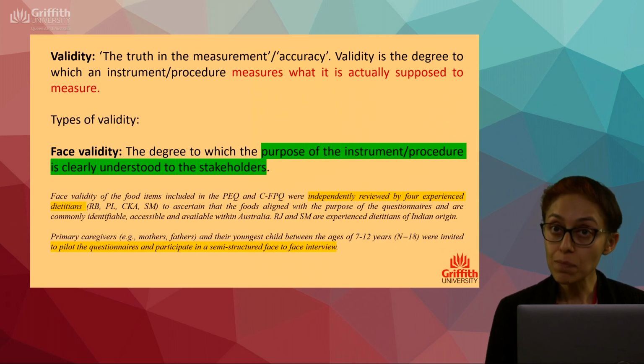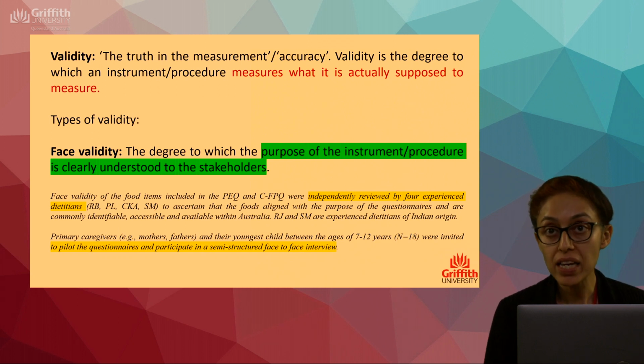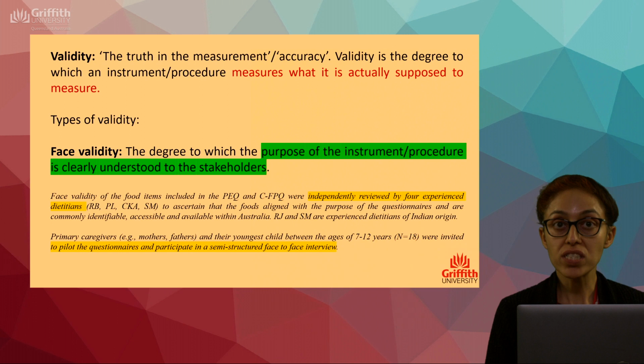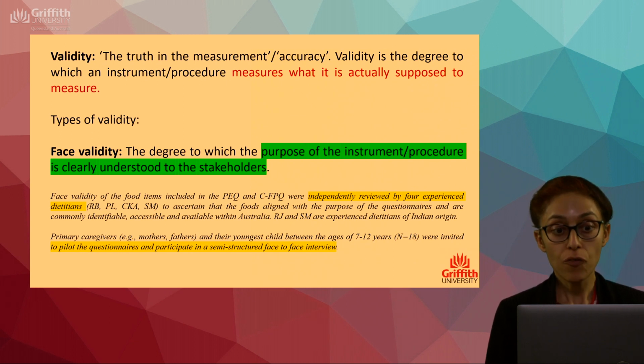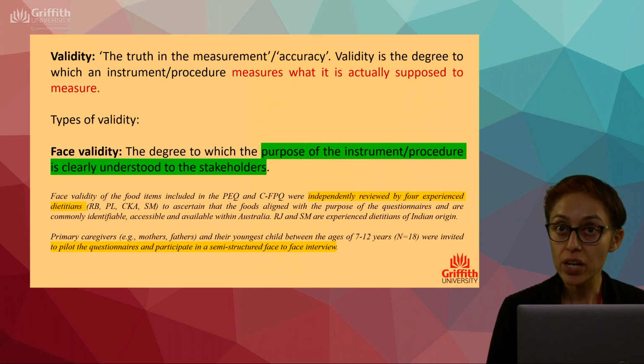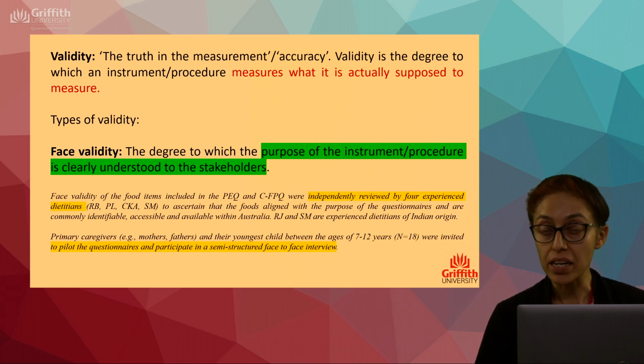There are various types of validity. The first one that we will be looking at is face validity. What does face validity mean? It means the degree to which the purpose of the instrument is clearly understood by the stakeholders. Now, stakeholders could be anybody, but let's put all of these concepts into examples which make more sense to you. So, when I developed the two questionnaires which I spoke to you about in the last slide, how did I do face validity in my study?